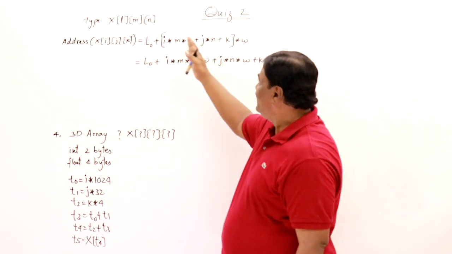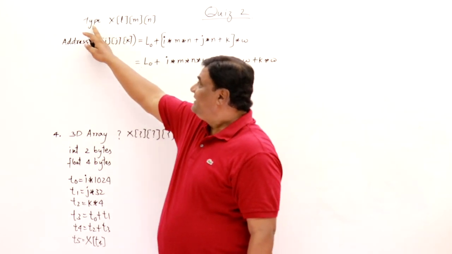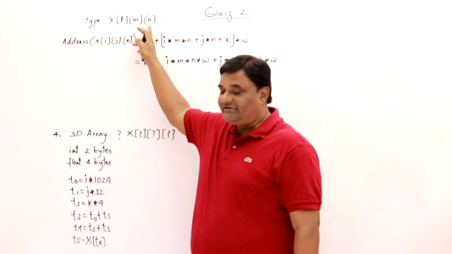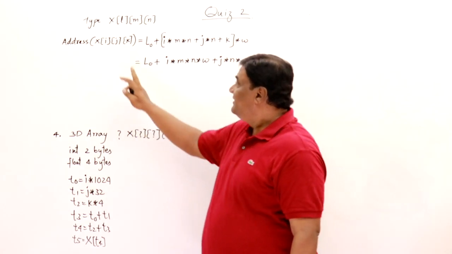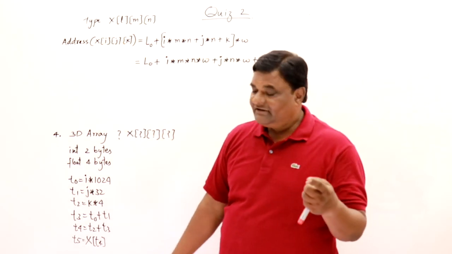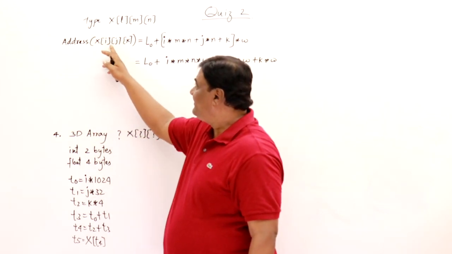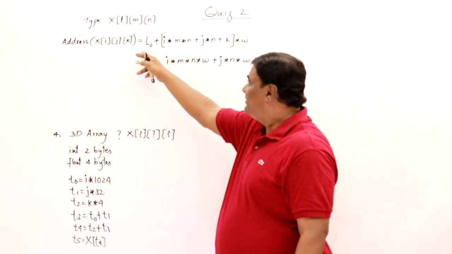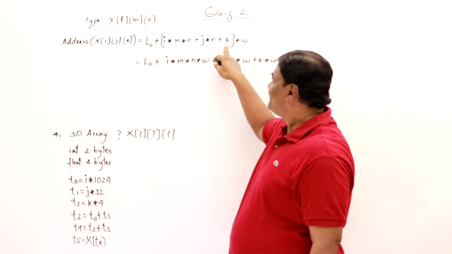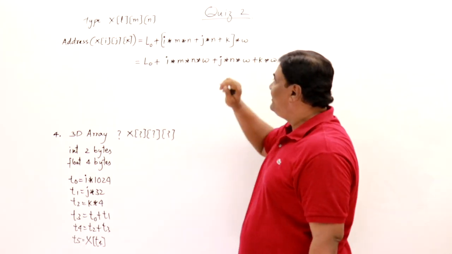So for the solution, I have taken it here. Data type we don't know. Dimensions are L, M, N, right? 3 dimensions, 1, 2, 3. Then what is the row major formula for a 3-dimensional array? Address of x of i, j, k is L0 plus i into MN plus j into N plus k. And this entire thing multiplied by W.